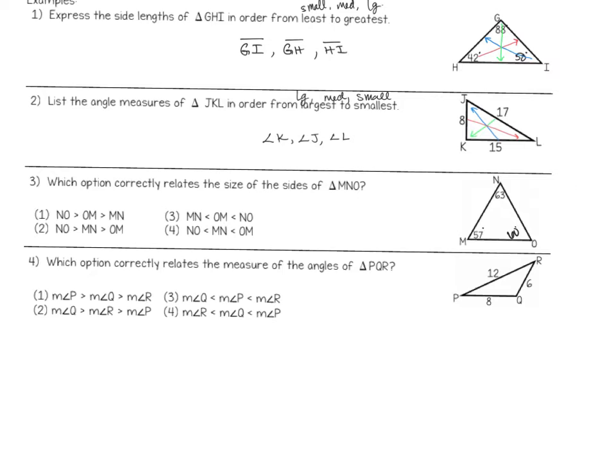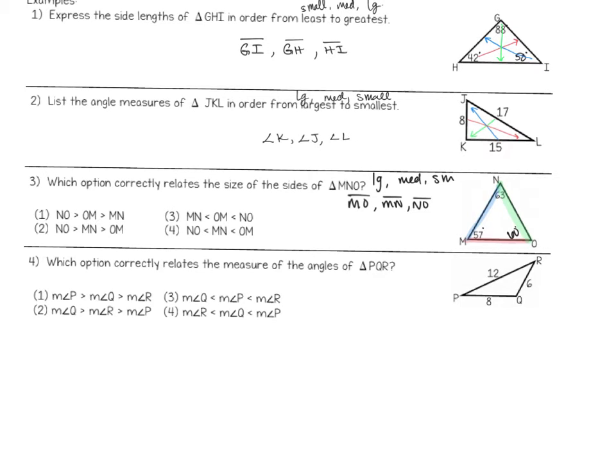So that means my largest side is going to be across from my largest angle. So my largest side is going to be side MO. If I put these in order, large, medium, small, my large side is side MO. My medium side is across from my medium angle. 60 degrees is my medium angle here. So my medium side would be MN. And my smallest side, across from the smallest angle, is side NO.